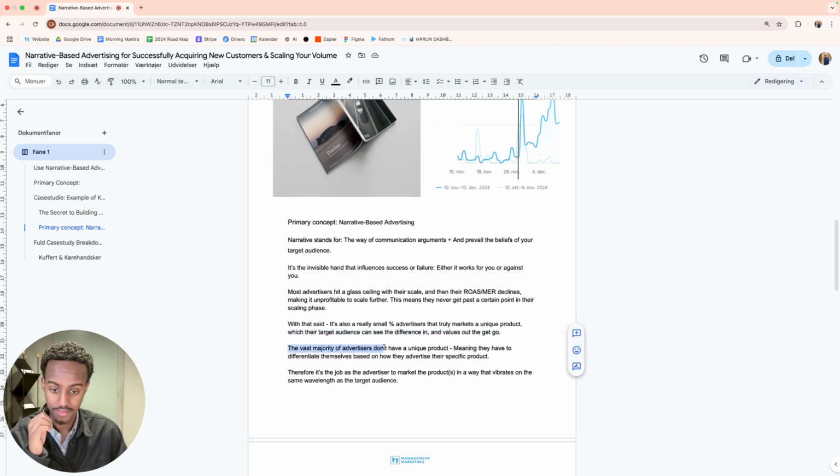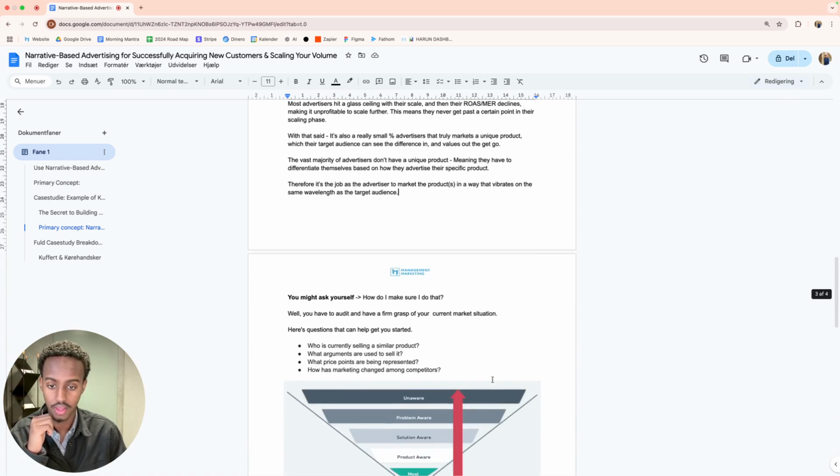The vast majority of advertisers have a similar product as their competitors, meaning that they have to essentially differentiate themselves based on how they advertise their specific product. And therefore, it's essentially the job of the marketer to market the product in a way that vibrates on the same wavelength as the target audience. And you might ask yourself, well, how do I make sure that I do that? Well, you have to audit and have a firm grasp of your current market situation. You have to understand your market a lot better than your competitors do, because marketing is essentially dependent on how the market is looking.